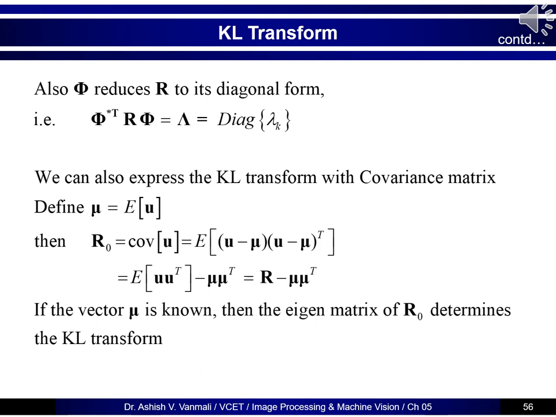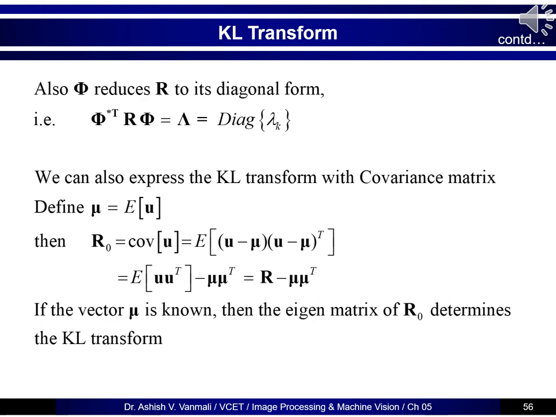So let's define vector mu as expectation of vector u. Then matrix R0 is the covariance of vector u, which will be equal to expectation of (u minus mu) into (u minus mu) transpose. If we open up that expression of expectation, you will get expectation of u u transpose minus mu mu transpose. So that is nothing but matrix R minus mu mu transpose.